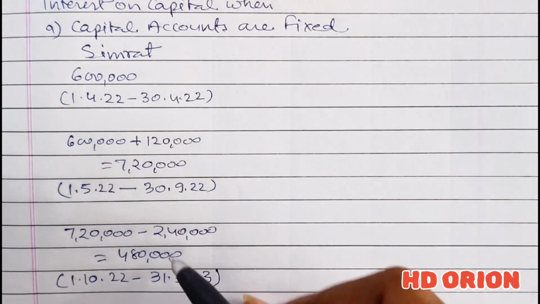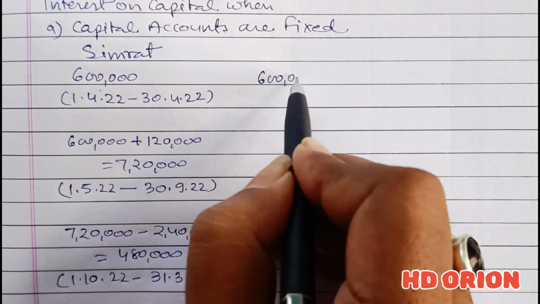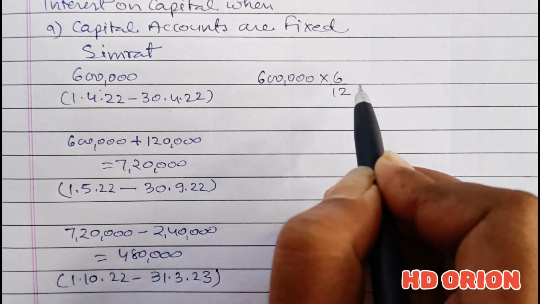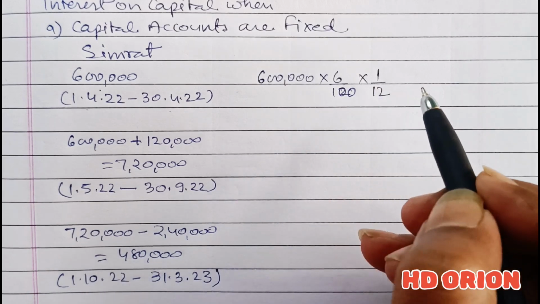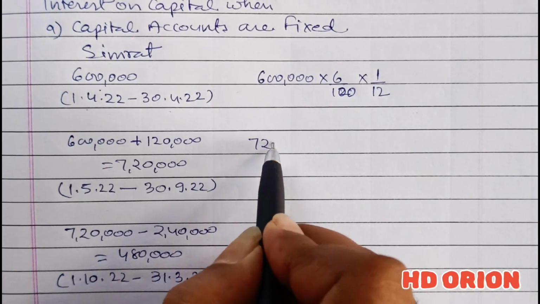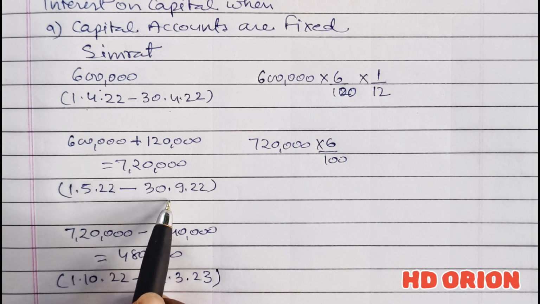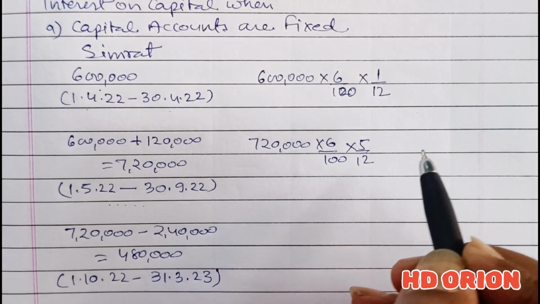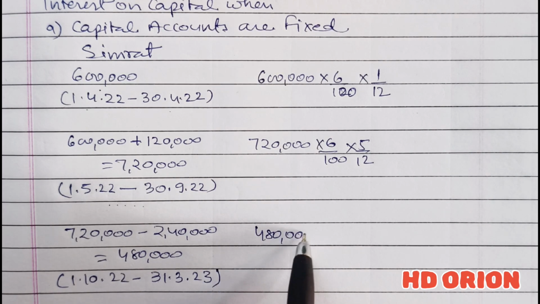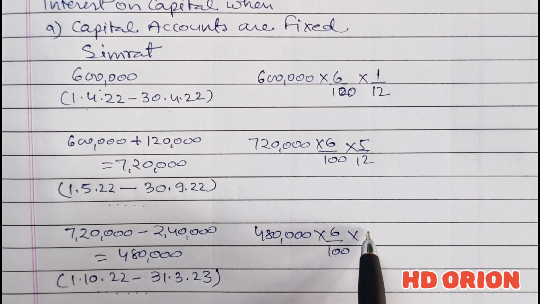So this is the story of Simrat's capital. Now here you can see that this 6 lakh is only for 1 month. So we will charge interest on this 6 lakh at the recommended rate of interest of 6%, for 1 month, that is the whole of April. And on this 7,20,000, again 6% will be charged, from 1st May to 30th September, so it is 5 months: May, June, July, August and September. And now on 4,80,000, at the rate of 6% per annum for the remaining period, from 1st October to 31st March, that is October, November, December, January, February, March, 6 months.